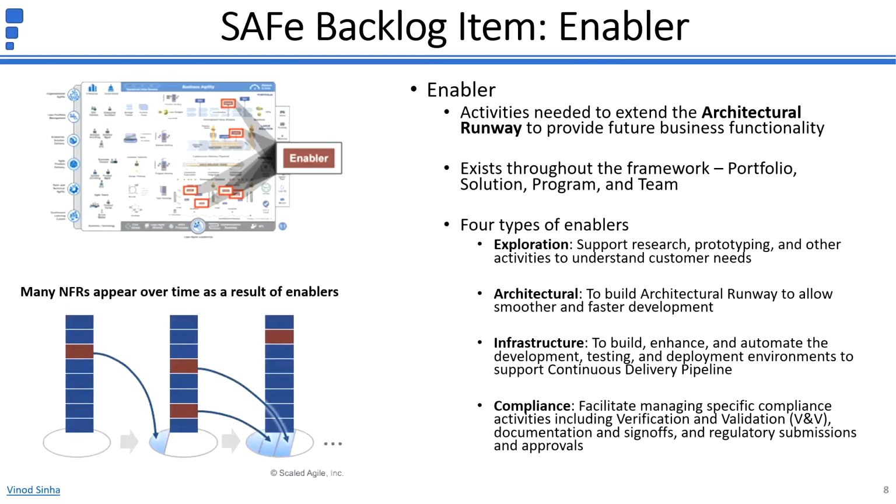An enabler can be exploratory. When requirements are not clear, then you perform research activities or you develop prototypes. It can be architectural, which allows you smoother and faster development. It can be infrastructure related, to build or enhance different environments to support the continuous delivery pipeline, such as building a CI/CD pipeline for code promotion from one environment to another. It can be compliance related, such as establishing release management policies to deliver a high quality solution. Many enablers, once implemented, become the non-functional requirements as shown at the bottom left of the screen.